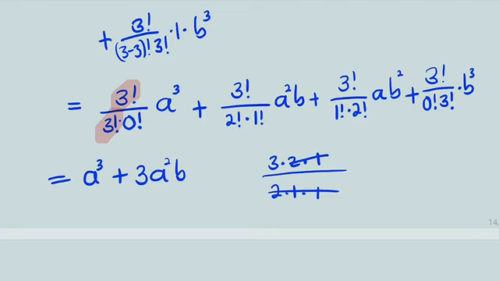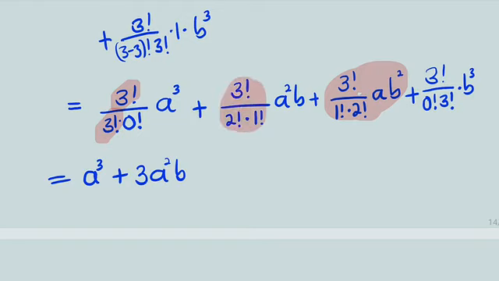Then moving on to the third term, which is this. We have 3 factorial divided by 1 factorial times 2 factorial. Look at the coefficient, they are exactly the same. So we have 3ab to the second power.